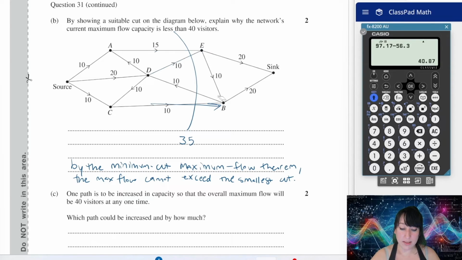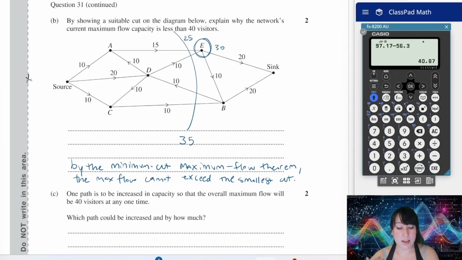So if we do check the edges passing through to different vertices, maybe if we check the ones coming in and out at vertex E, I see that we have 25 coming in and we have 30 going out. So that one seems okay for now. It could actually take more in.